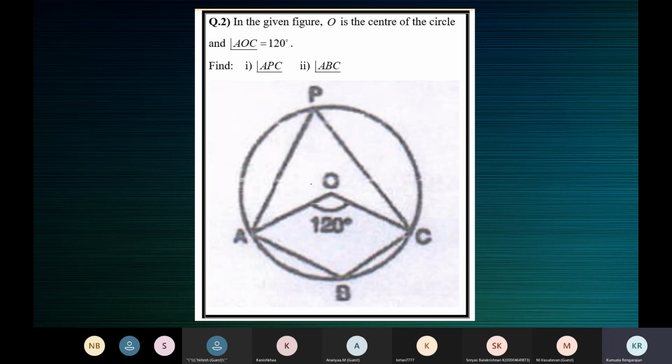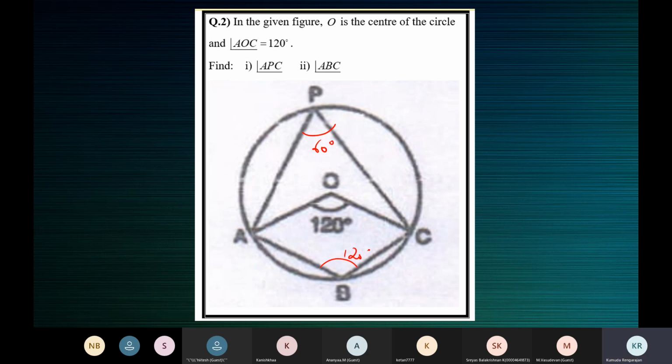So we said this one, APC, is 60 degrees by the theorem. And then you can find this one, 240. And again, by the same theorem, you can say that ABC is half of 240, 120 degrees. This is one way of working. Otherwise, you can use the property of the cyclic quadrilateral. Opposite angles are supplementary. So this is 120 degrees.